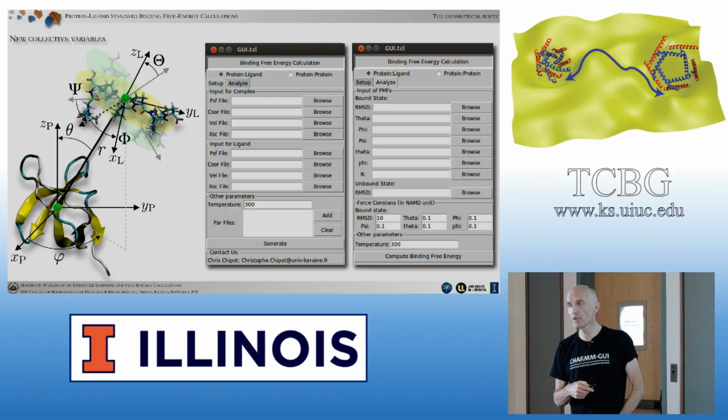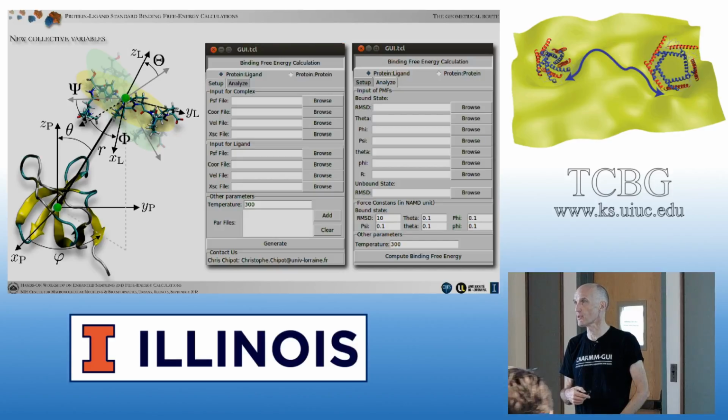But then you have this GUI, and you need to invoke it twice. You invoke it for the setup. For the setup, it's going to ask you for the PSF file, coordinate file, velocity file, and XSC file of an equilibrium simulation of the protein-ligand complex. It will also ask you the same thing just for the ligand. And then it will generate for you. So we're talking about the geometric route here. I'm sorry, it's only for the geometric route.